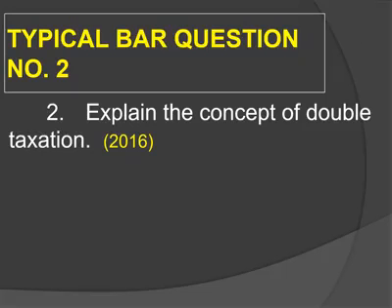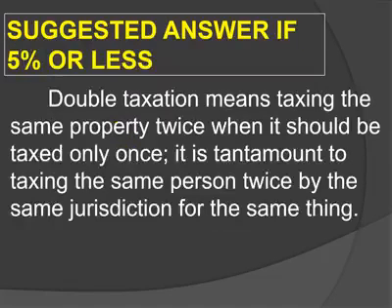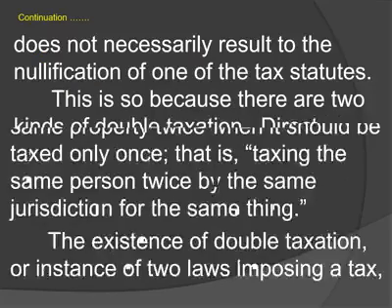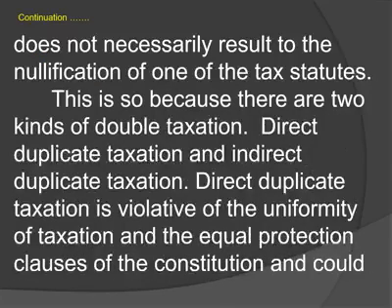So let's have a look at another concept, typical bar question number 2: explain the concept of double taxation. Again, look at the subject weight. Is it 5% or less, or is it more than 5%? If 5% or less, then a truncated answer. If it is more than 5%, then an expanded answer. Just have a look at this, review this later on, understand it, and internalize the reasoning process behind this.